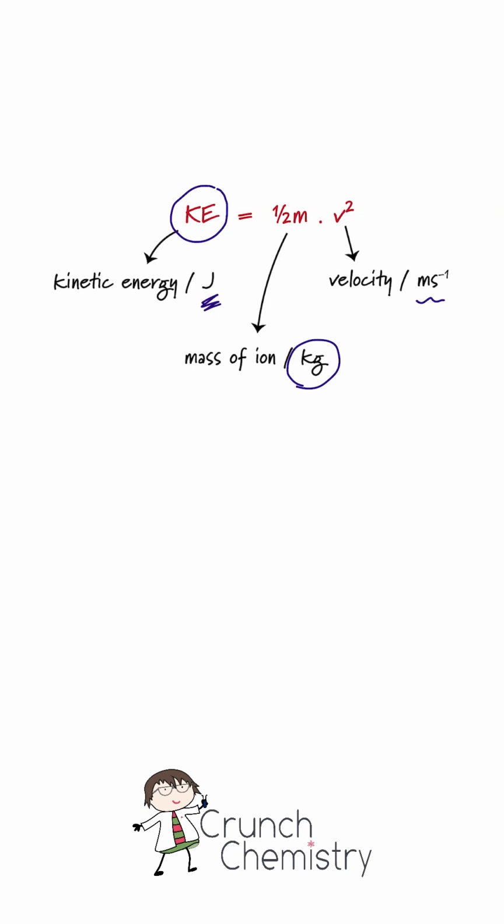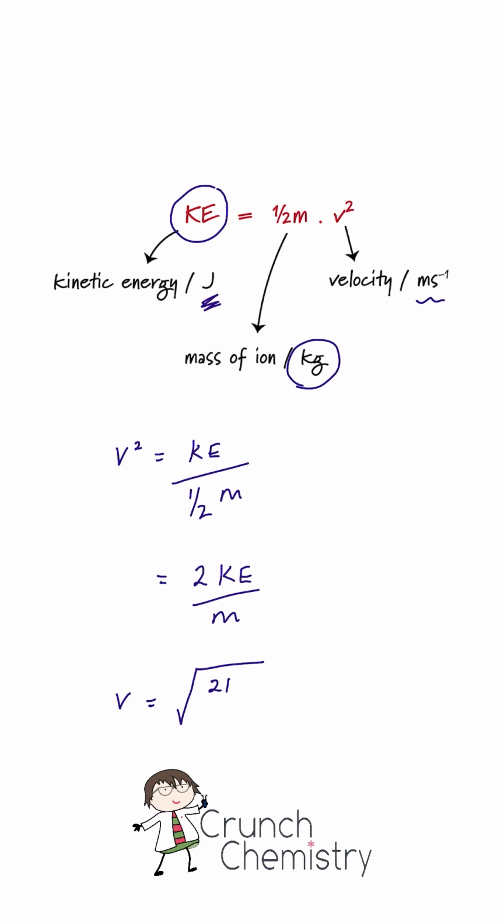Now, exam questions rarely ask you to find the kinetic energy of an ion, but they often ask you to find the velocity. So let's rearrange this equation. Velocity squared is equal to the kinetic energy divided by half m. Or we could say it's equal to twice the kinetic energy divided by the mass, which means that the velocity is equal to the square root of twice the kinetic energy divided by the mass.